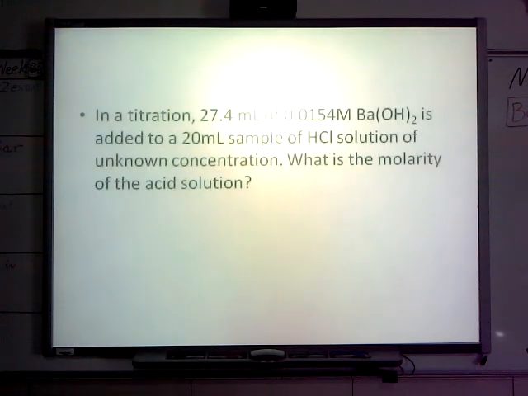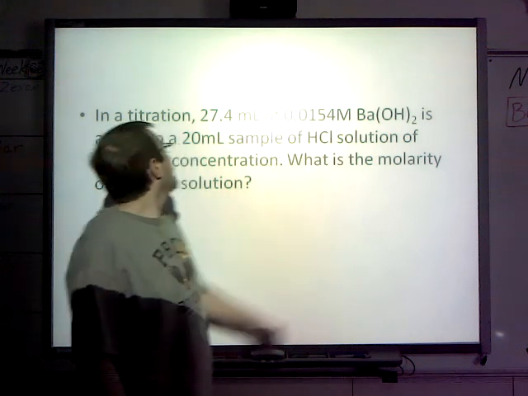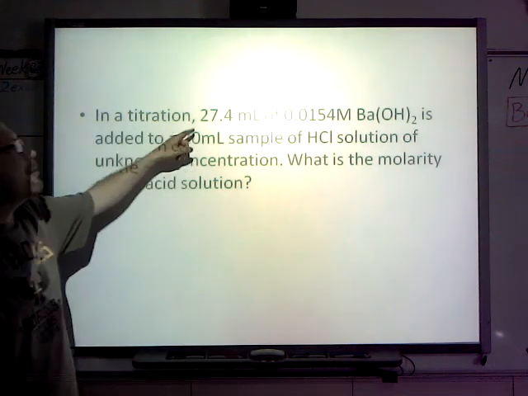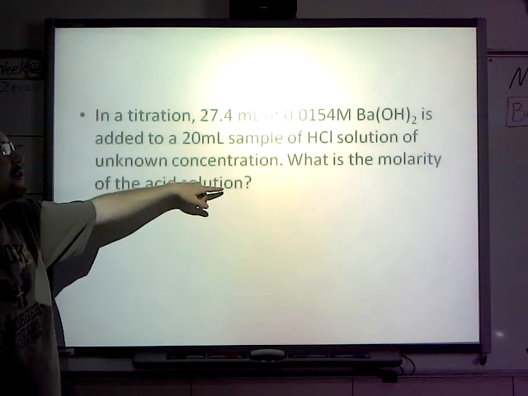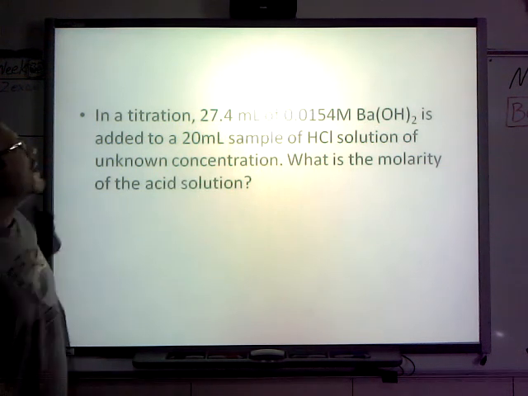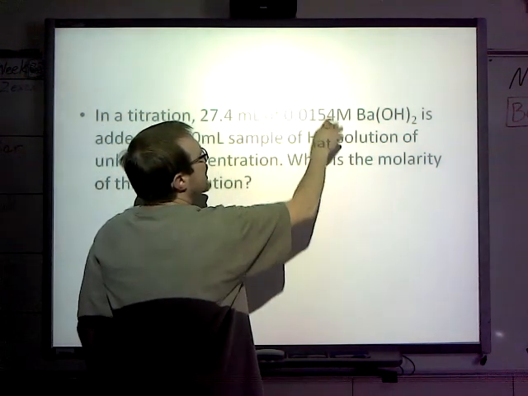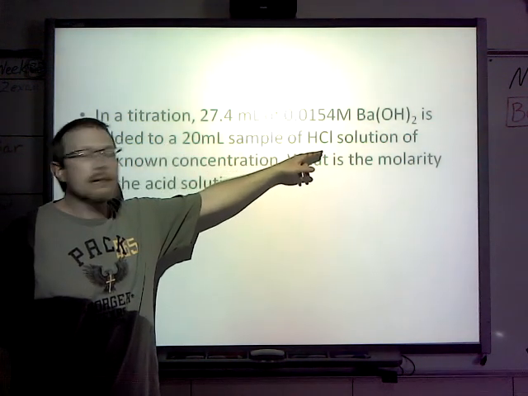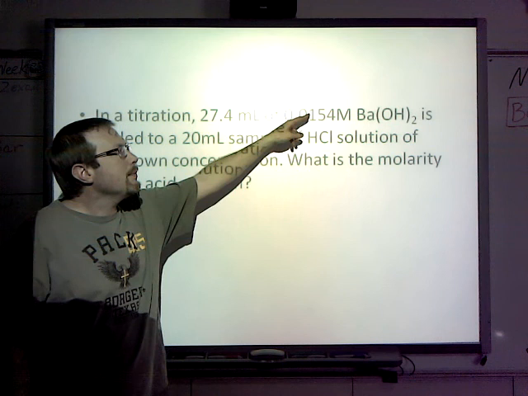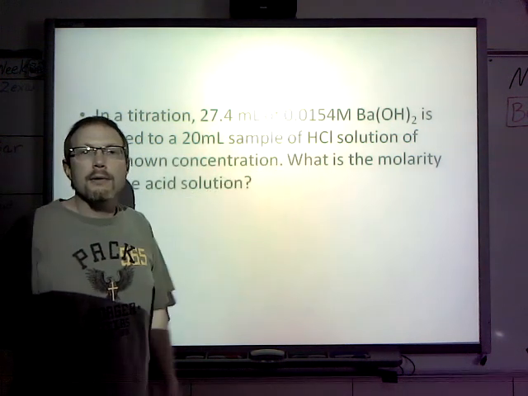Okay, so let's take a look at an example here. We've got 27.4 milliliters of 0.0154 molar barium hydroxide. We put it in a 20 milliliter sample of hydrochloric acid, and we want to figure out what the molarity of the acid solution is. Well, you know that the volume times the concentration of the barium hydroxide is going to be equal to the volume times the concentration of your hydrochloric acid. So you take that times that, divided by that, and it gives you the concentration. Very simple.